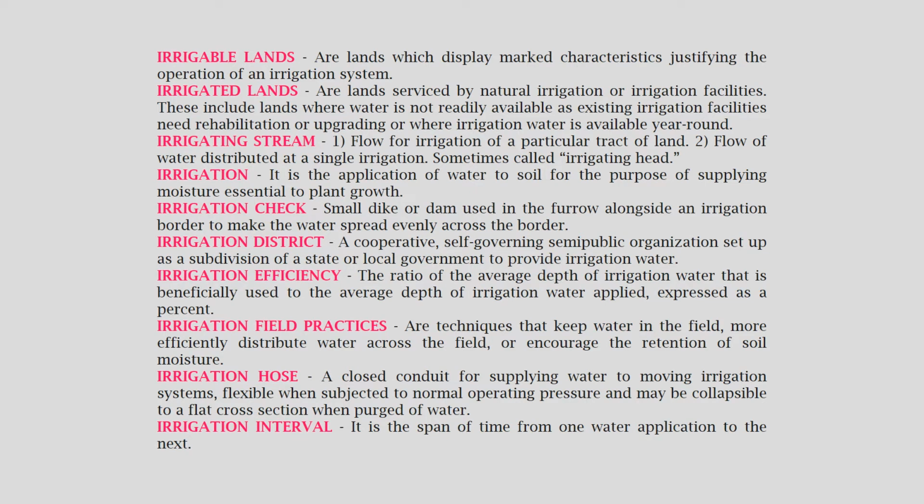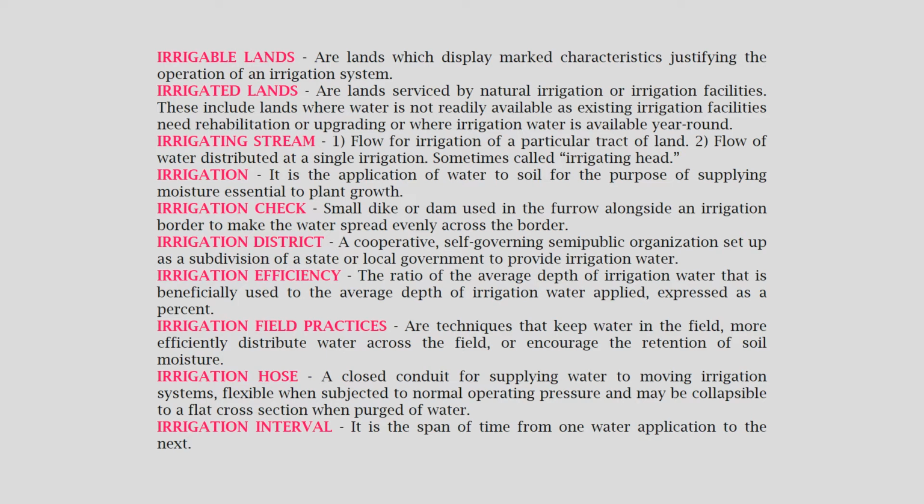Irrigable lands are lands which display marked characteristics justifying the operation of an irrigation system. Irrigated lands are lands serviced by natural irrigation or irrigation facilities. These include lands where water is not readily available as existing irrigation facilities need rehabilitation or upgrading, or where irrigation water is available year-round.